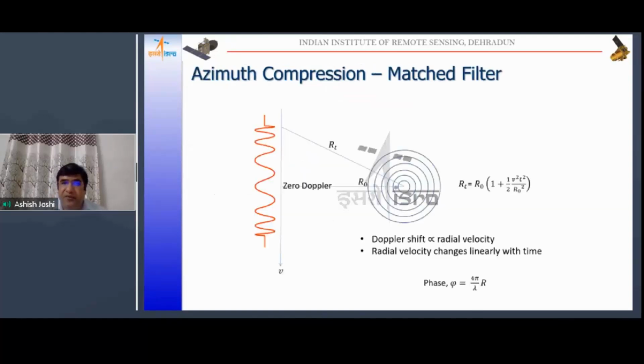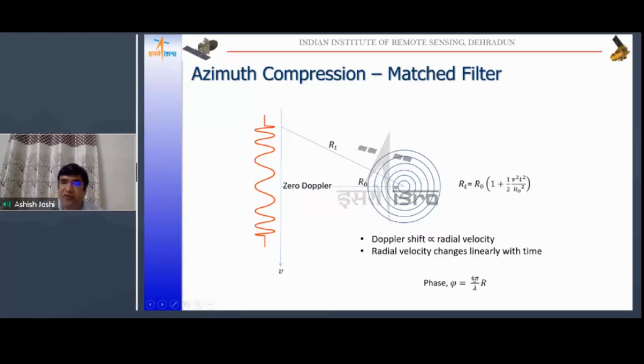Now we have done the range compression and we have done the RCM correction. RCM is done through the interpolation and range compression is done through the pulse compression technique. Now in the azimuth direction, what I have told, due to the Doppler, we have one LFM, and this Doppler shift is directly proportional to the radial velocity. What is the radial velocity? This R is the slant range. Then R(t) is given by R0 plus this formula. So this Doppler shift is proportional to the radial velocity. The phase is formed using this formula, 4 pi by lambda times R. So R is given by this formula and phase is given by this.